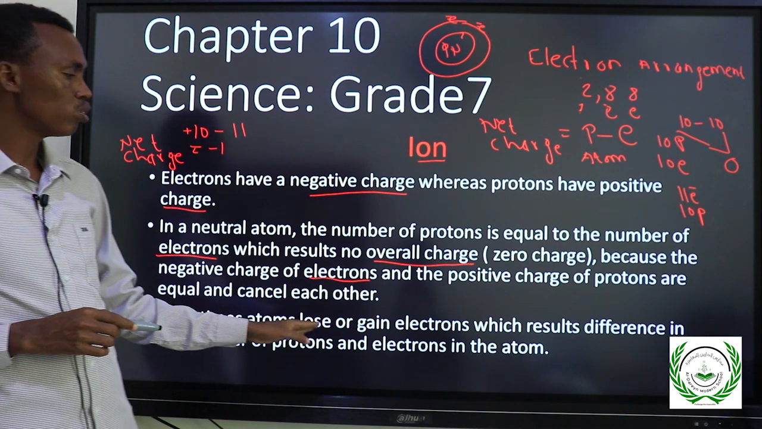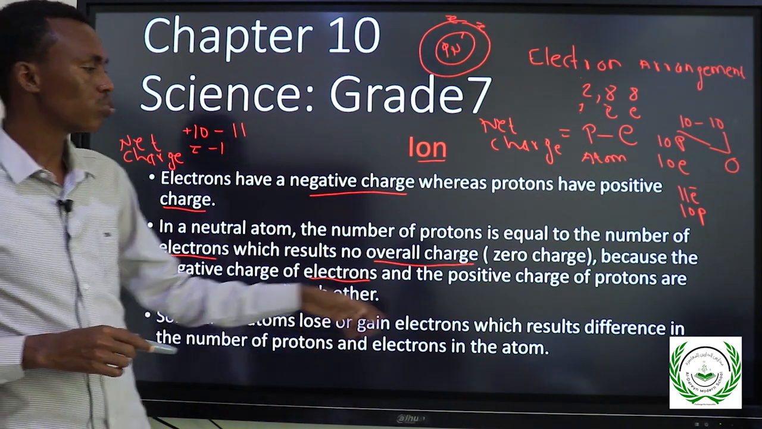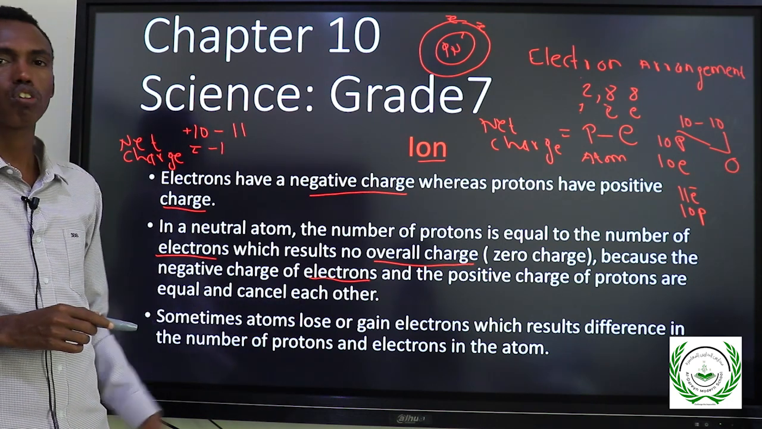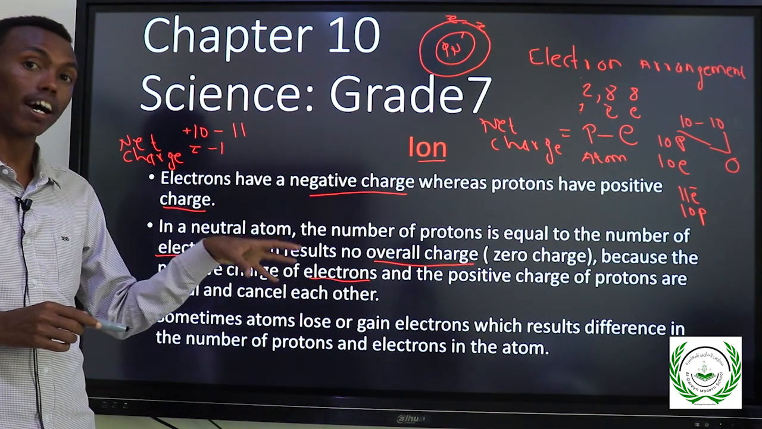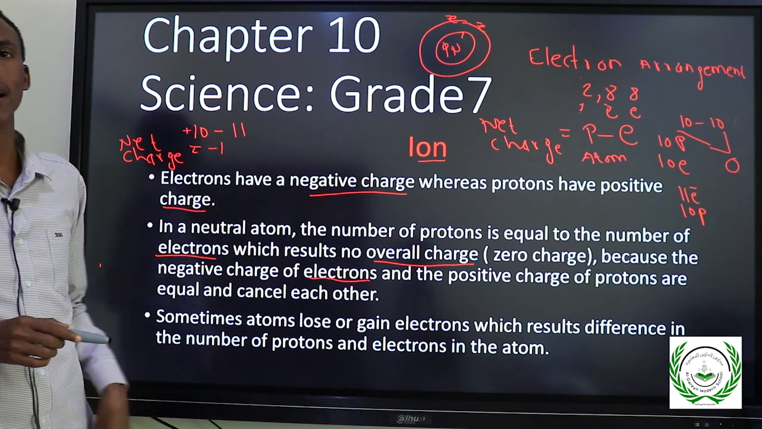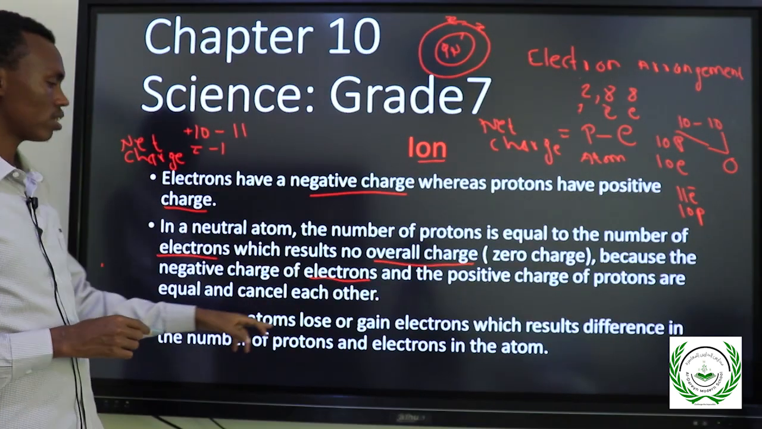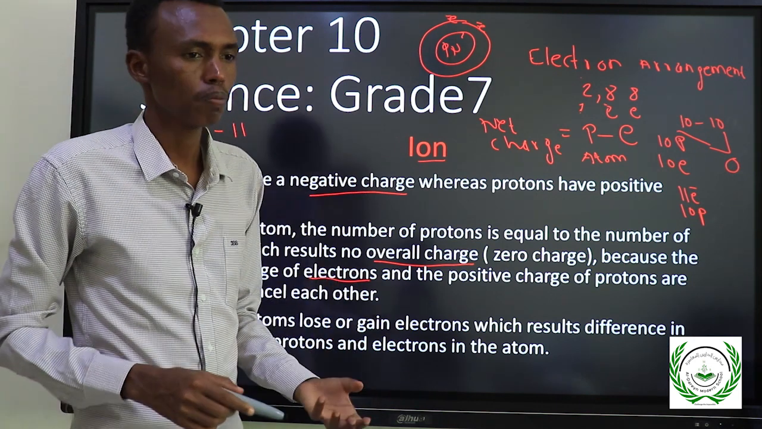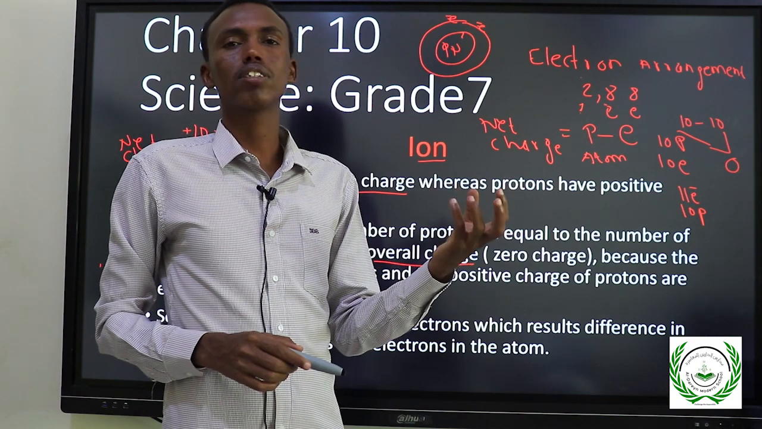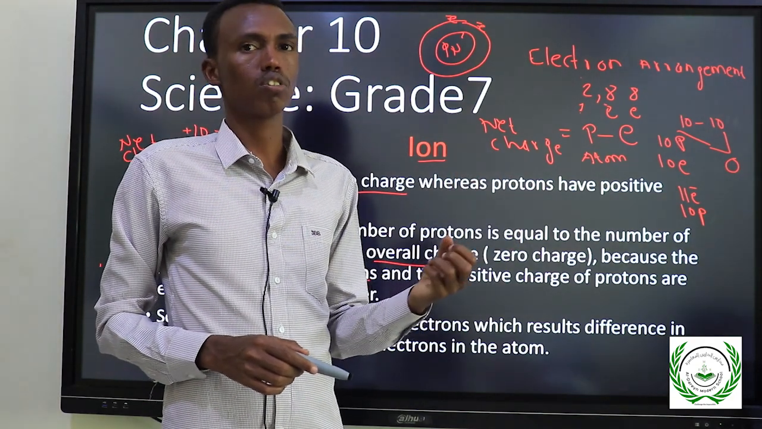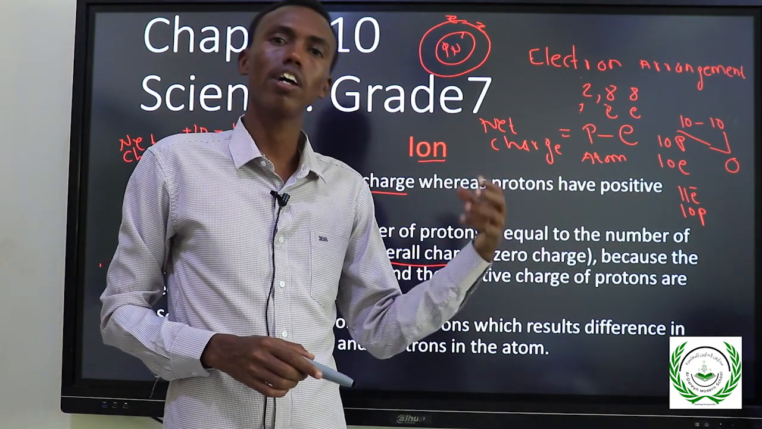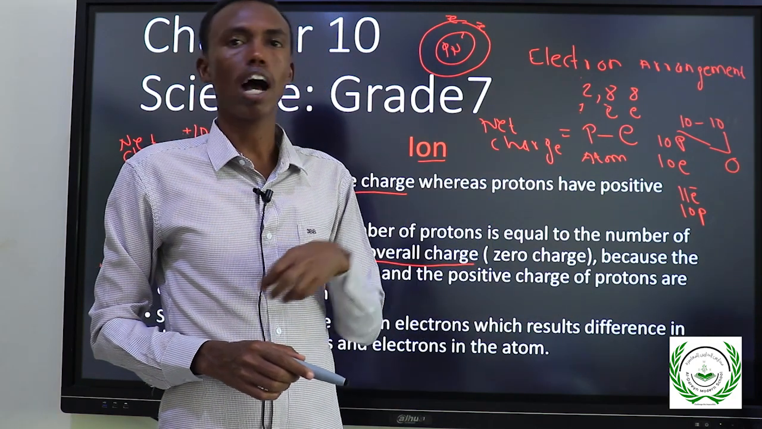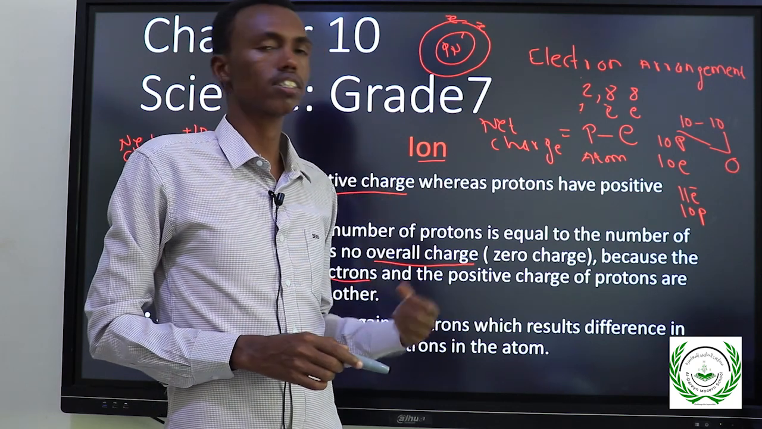Sometimes atoms lose or gain electrons, which results in a difference in the number of protons and electrons in that particular atom. So sometimes atoms lose or gain electrons. So for example, in a chemical reaction, atoms might gain or lose electrons. So some atoms lose electrons, some atoms gain electrons. Okay. And we will see the reason why in the next slides.